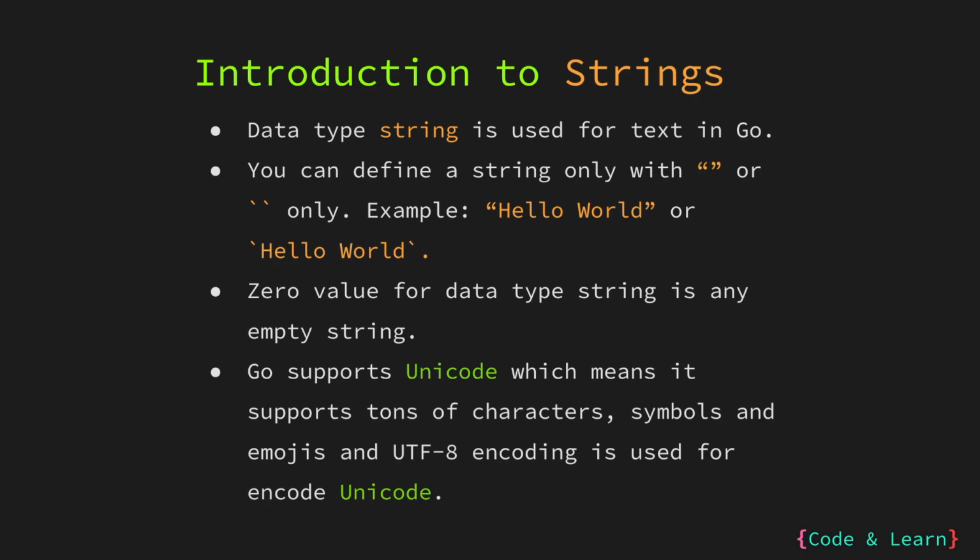Some old languages only supported ASCII characters, which meant the code could only cover the English language and some special characters. But as we are at a point where we are more global than ever when it comes to software applications, Unicode becomes a necessity. Unicode has a code or number representation for each character from multiple different languages from around the world, including emojis. Go supports Unicode, which means it supports a ton of characters from different languages around the world, symbols, and emojis. It uses UTF-8 encoding for encoding Unicode characters.